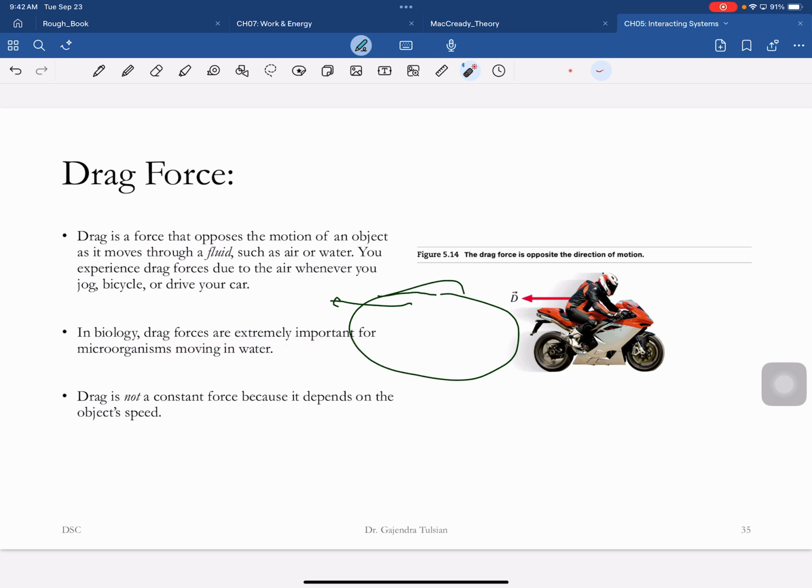In biology, drag forces are extremely important for microorganisms moving in water. Drag is not a constant force, unlike friction forces between two solid surfaces, because the drag force depends on the speed. Do you know when your car is most efficient? What speed do you need to drive to get the best gas mileage? About 55 miles an hour. And as you drive faster and faster, this force increases, and you're spending more and more gas on driving.